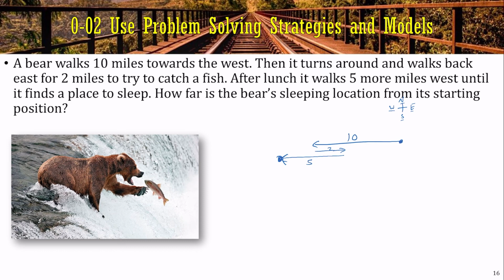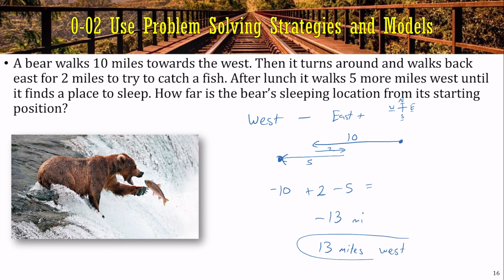So maybe what we could do is count everything left as negative, because that's usually what it is, and everything right as positive. So it's negative 10, but then we went to the right 2, then negative 5. I'm going to count west as negative, east as positive. So what does that give us? That gives us negative 13 miles. Or if you'd like, 13 miles to the west from where you started.